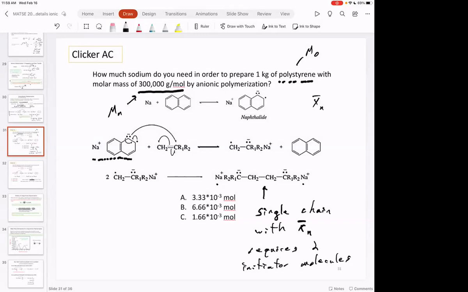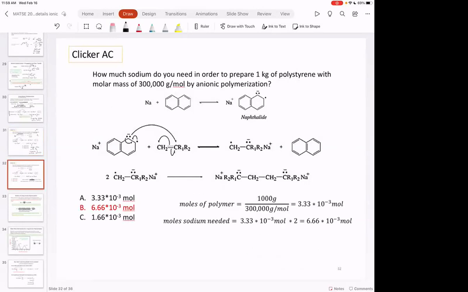Great. And so I'm going to go forward and walk you through the math, and then we'll discuss it. The moles of polymer that you have: 1,000 grams of polymer at 300,000 grams per mole. So you have 3 times 10 to the minus 3 moles of polymer, right?